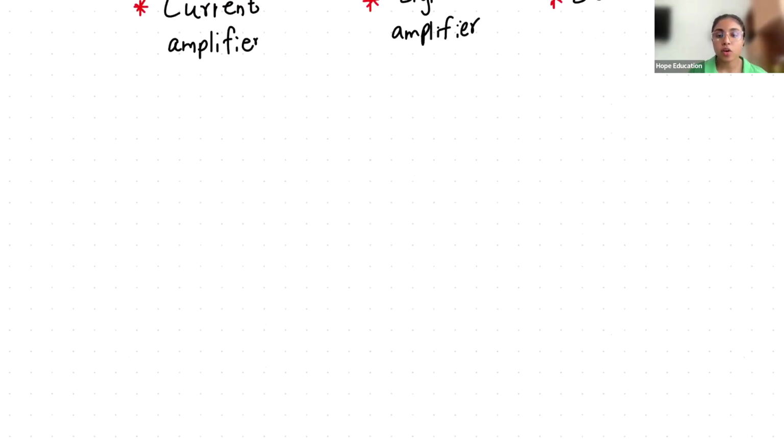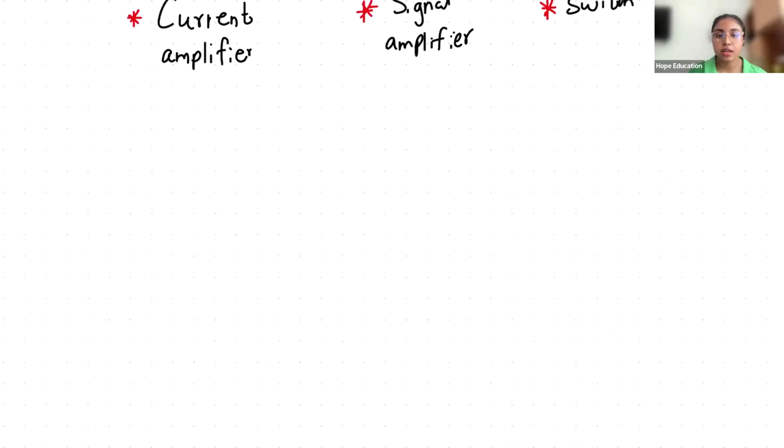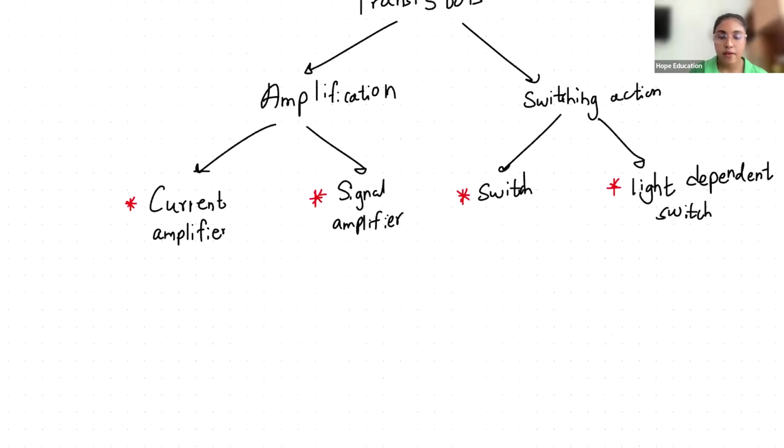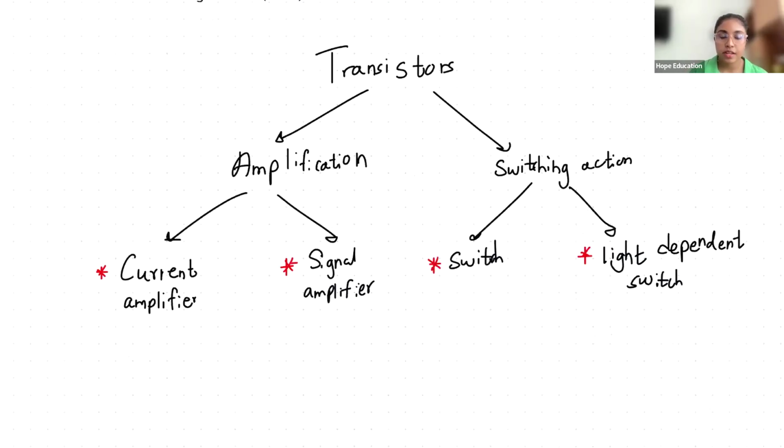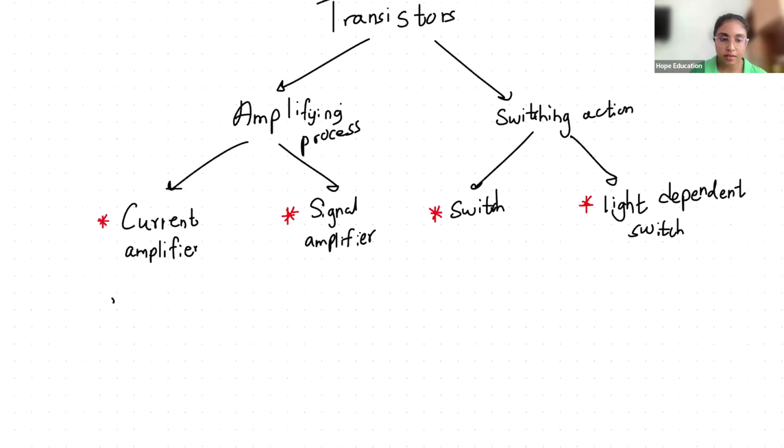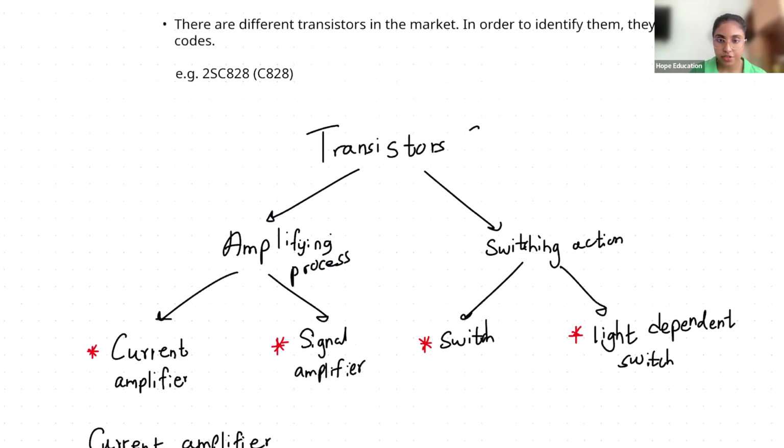So can we all write this? Then you have an overall idea. Write these two with a tag, the amplifying process, and put current amplifier as a subtopic. Make it really fast. With transistors, within brackets put applications.